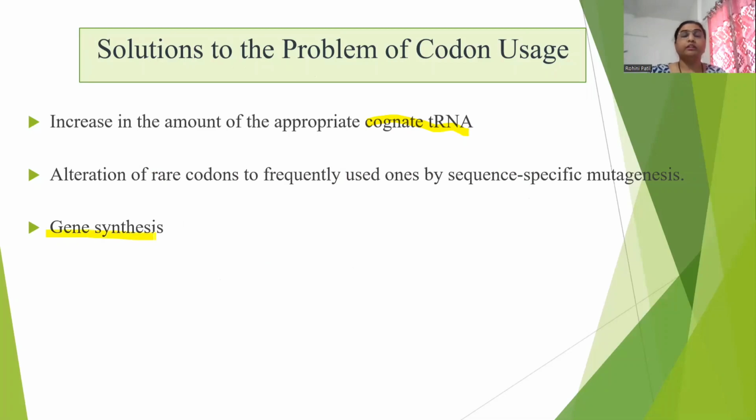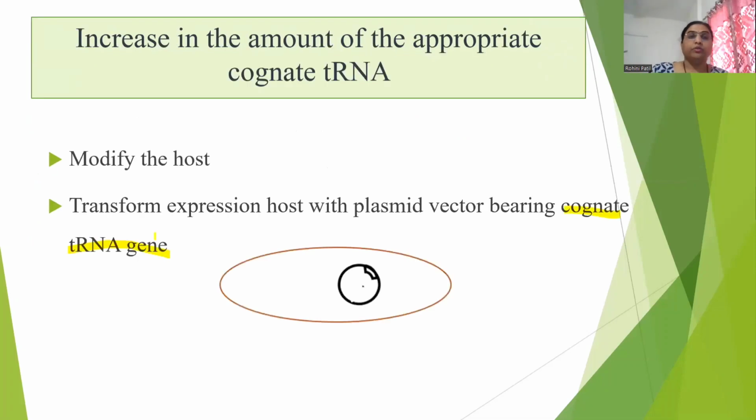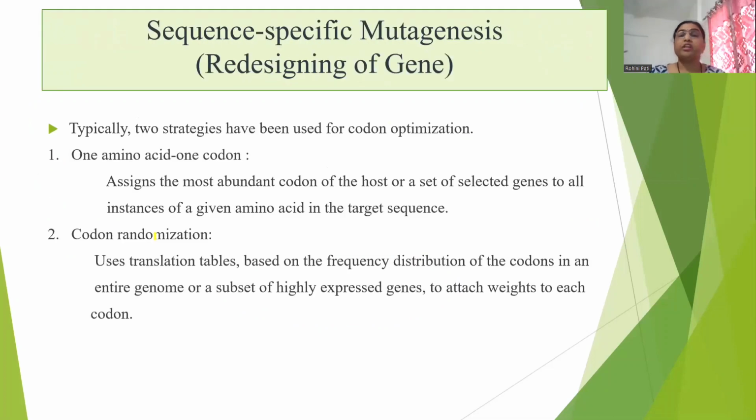Okay, in vitro, you can synthesize the gene, you can clone the gene. According to the E. coli host, you can add the codons, and that sequence can be added into the E. coli host, and you can get a good expression of the gene. Now here, sequence specific mutagenesis, or the redesigning of the gene.